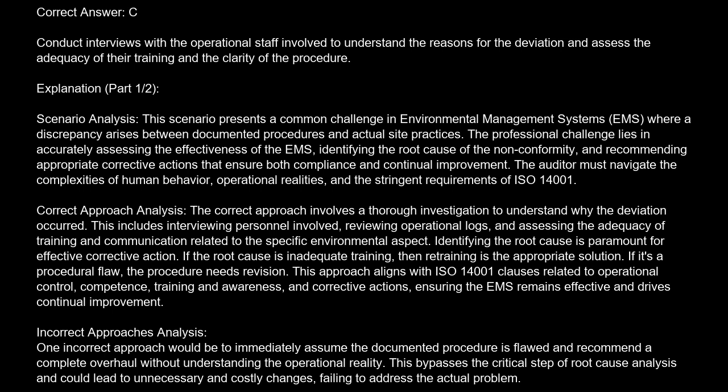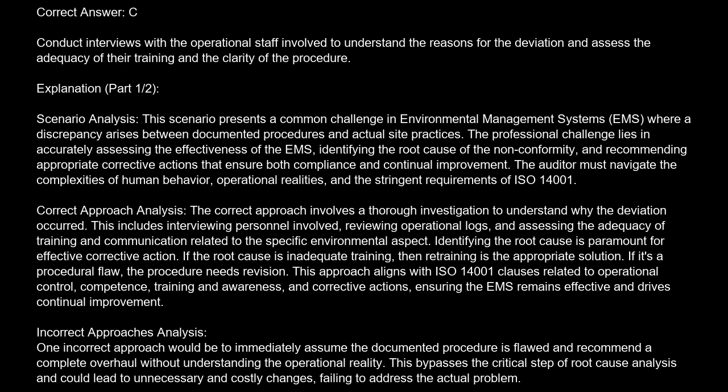Explanation. Scenario analysis. This scenario presents a common challenge in environmental management systems, EMS, where a discrepancy arises between documented procedures and actual site practices. The professional challenge lies in accurately assessing the effectiveness of the EMS, identifying the root cause of the nonconformity, and recommending appropriate corrective actions that ensure both compliance and continual improvement. The auditor must navigate the complexities of human behavior, operational realities, and the stringent requirements of ISO 14001.